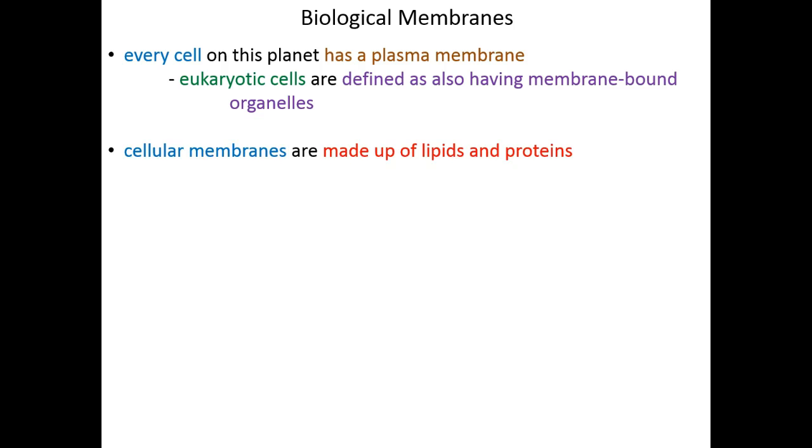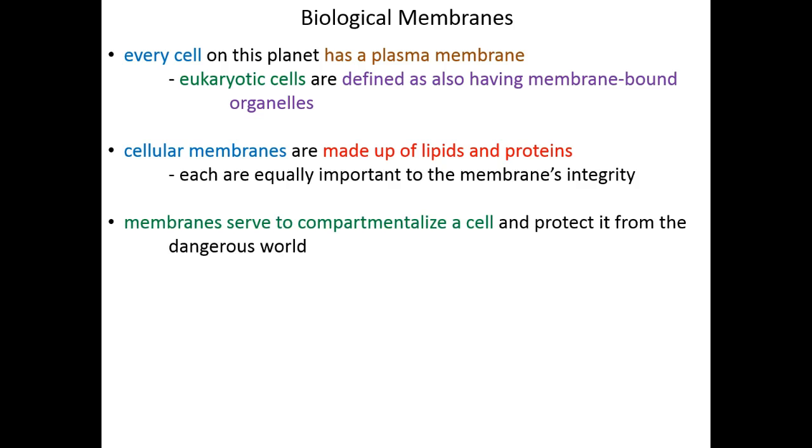Cellular membranes are made up of both lipids and proteins, as you've already surmised, I'm sure. So we'll talk about the lipid component of membranes first, and then we can introduce the different kinds of proteins that exist. It's important to note that each are equally important for a membrane doing the job that it needs to do.